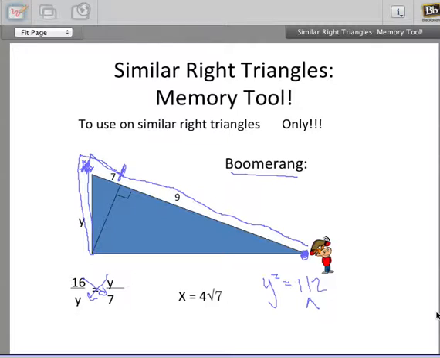112 can be broken down into 16 and 7, of course. 16 can be simplified into 4 and 4. Just like when we were simplifying our radicals before, you pull out a group of 2 on the outside of the radical, and then the 7 is stuck in. So that's how we get y is 4 radical 7.